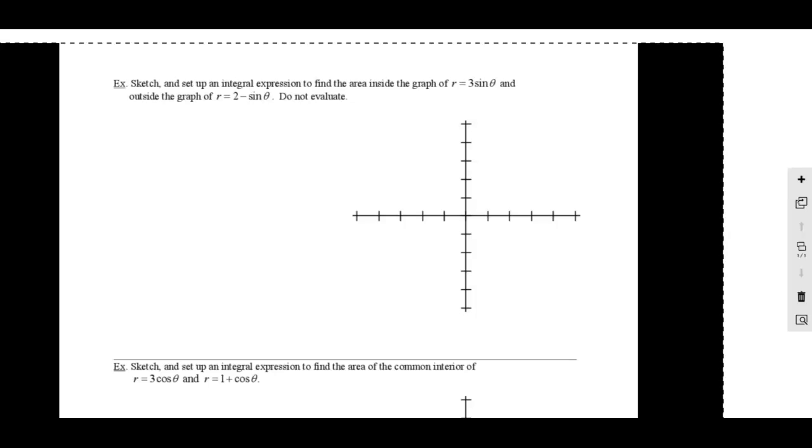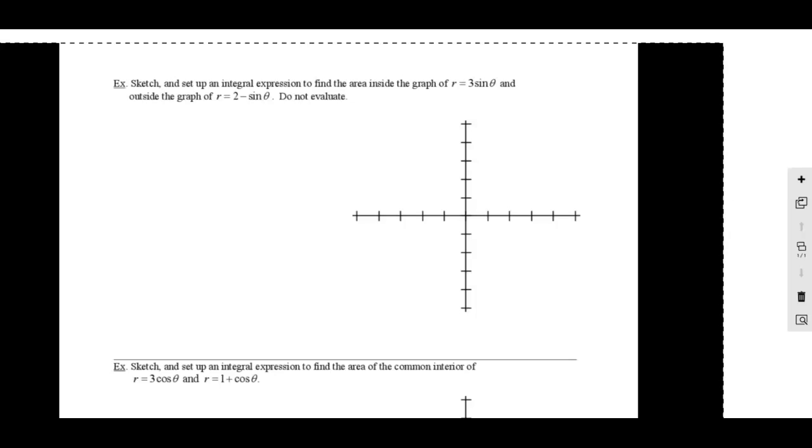All right, next example, picking back up with this polar area stuff. Here we go. It's a sketch, set up the integral expression to find the area inside the graph of r equals 3 sine theta and outside the graph of r equals 2 minus sine of theta. It says do not evaluate. All right, well, let's graph these things.